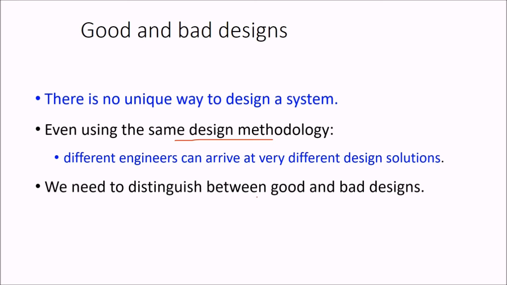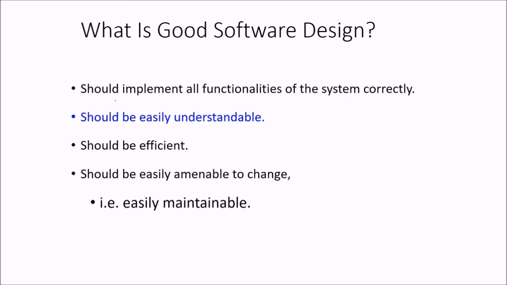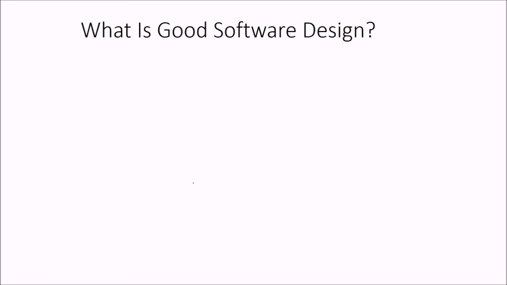So what is a good software design? A good software design should implement all functionalities of the system correctly. First is all, and the other is correctly. It should be easily understandable. It should be efficient. You cannot have a good design if your algorithms are inefficient. And it should be easily maintainable, meaning amenable to change. What is a good software design?